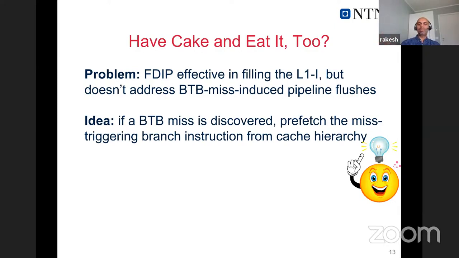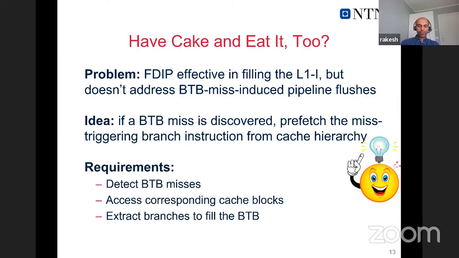Rather, get this branch instruction from the cache hierarchy. Now, BTP just holds some information about a branch instruction, but the instruction itself is somewhere in the cache. So on a BTP miss, go to the cache hierarchy, find that instruction, put its information in the BTP, and then see whether it will be taken or not, and if it is taken, where will it go?